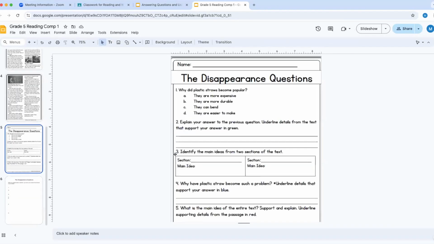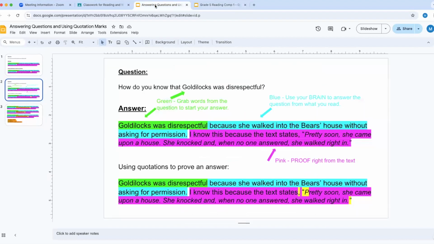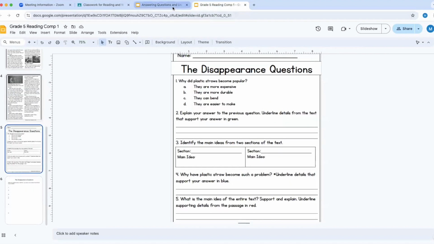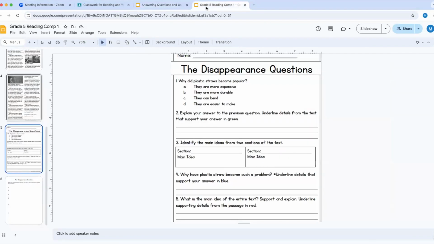Right? 4, why have plastic straws become a problem? It says underline details, but you're not going to. You're going to just answer it like this. So the question is, why have plastic straws become a problem? Maybe you're going to write, plastic straws have become a problem because blah, blah, blah. I know this because the text states, and you're going to go find it in the text and prove it. Everybody clear about what I'm saying about not underlining and adding these in? Okay.